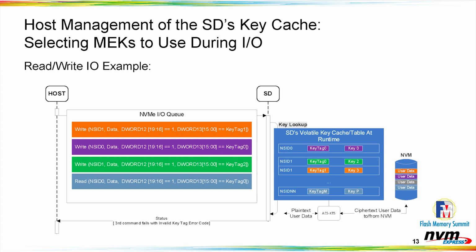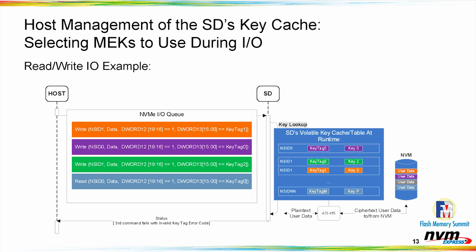As you can see on the slides, it's maybe hard to read, but I use color coding to signify different keys. For example, say the first command in a queue is a write to namespace ID 1. We have a key tag, and we're going to use key tag 1. In namespace ID 1, you already have the same key tag 1 and the key. Say the key ID is 3, so that's what the device will use to encrypt.